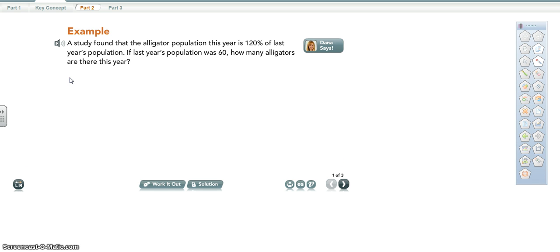Okay, here we have a question involving a percent that's greater than 100. We can use that percent equation to help us answer the question. This question says that a study found that the alligator population this year is 120% of last year's population. If last year's population was 60, how many alligators are there this year?